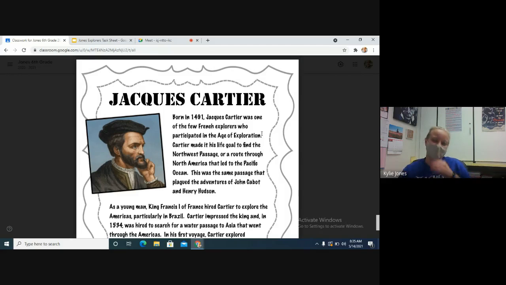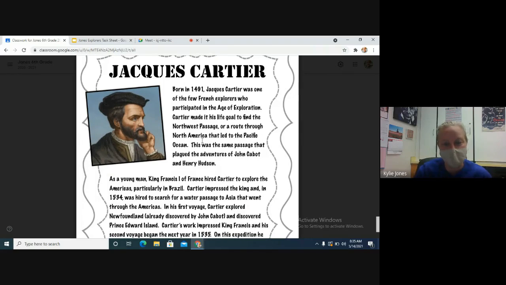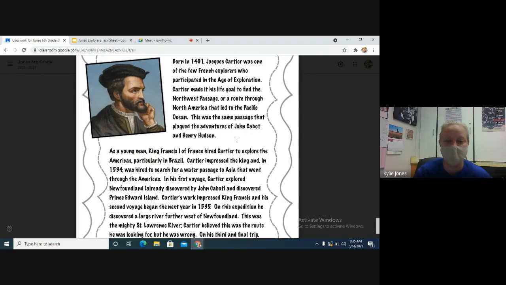It's Jacques Cartier. Born in 1491, Jacques Cartier was one of the few French explorers who participated in the Age of Exploration. Cartier made his life goal to find the Northwest Passage, or a route through North America that led to the Pacific Ocean. This was the same passage that plagued the adventures of John Cabot and Henry Hudson. So these two guys were trying to find the Northwest Passage too, but they could not.